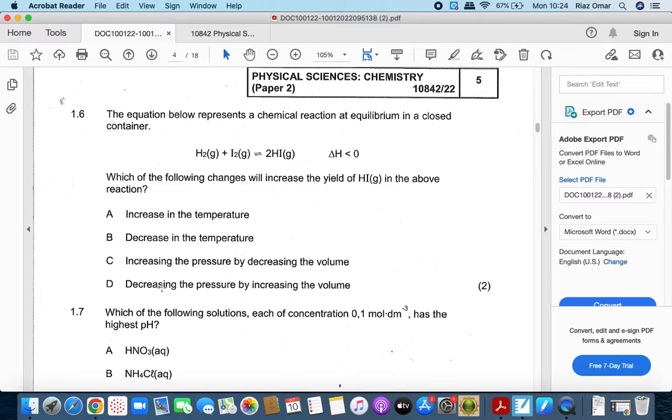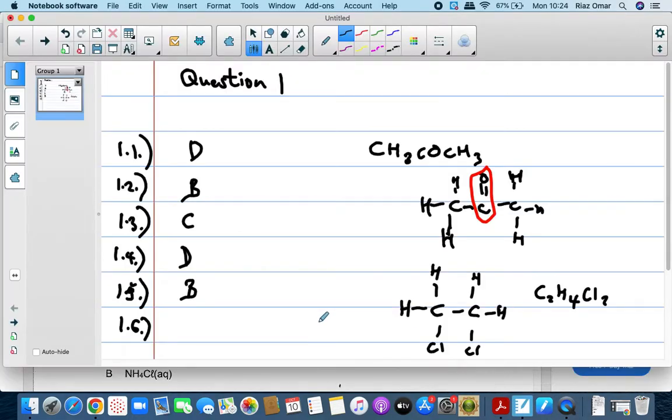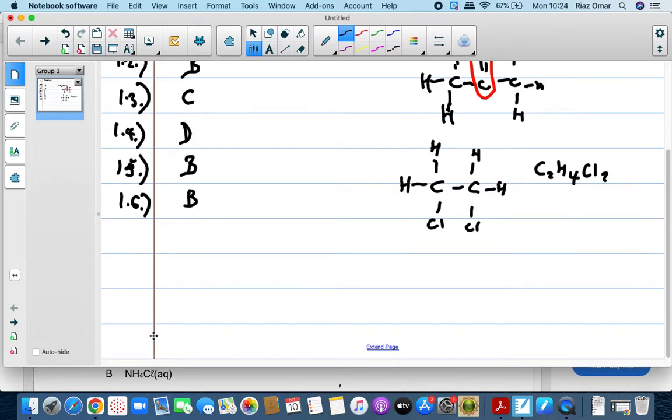As for increasing or decreasing the pressure, pressure is related to the number of moles. Here we see the number of moles on both sides is 2, so it's not affected. So the best answer for 1.6 will be B. Okay, going further.